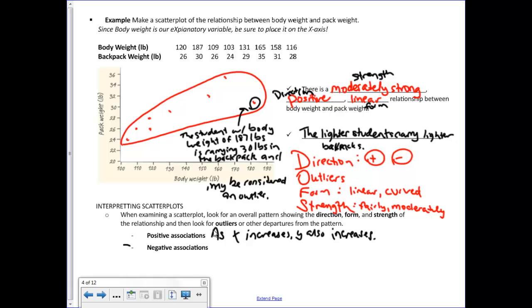What if I had a scatter plot over here that looked like this? It'd be a negative association, and so we would say, as X increases, what happens to our Y values? They're decreasing. As X increases, Y decreases. So that would be a negative association. Sweet?